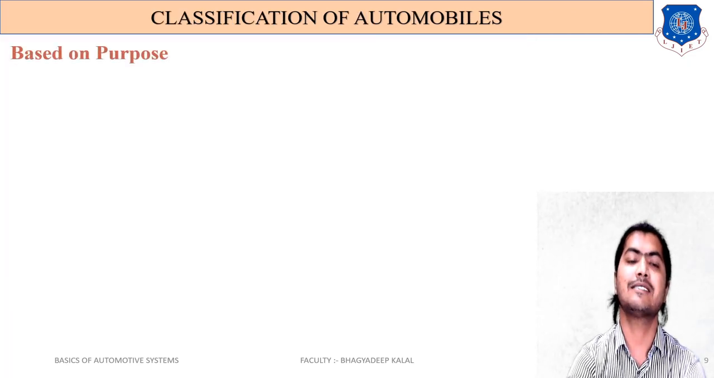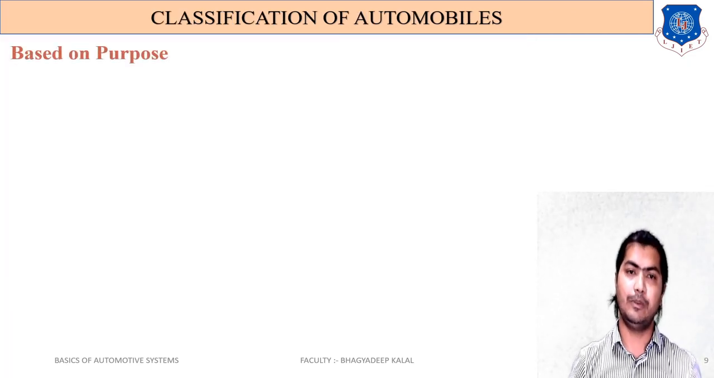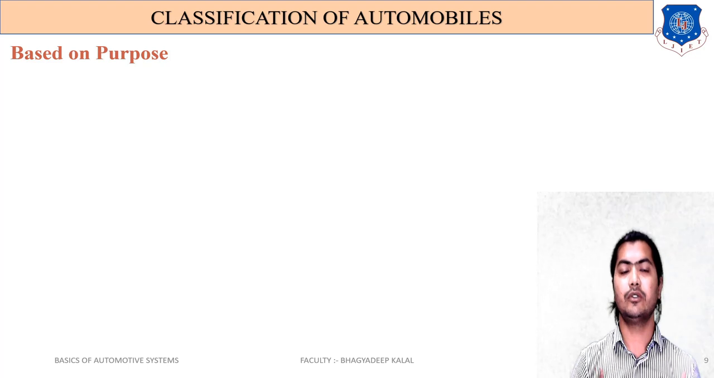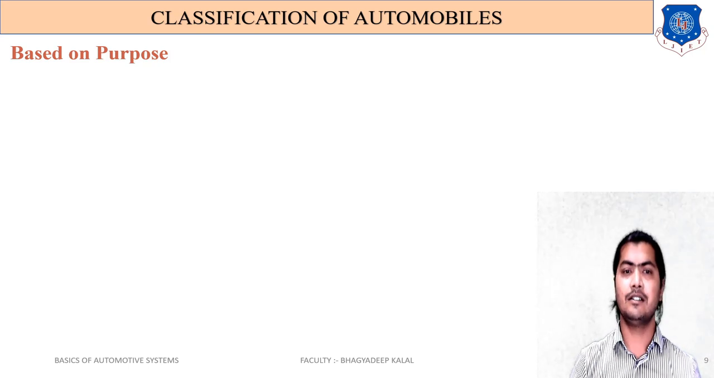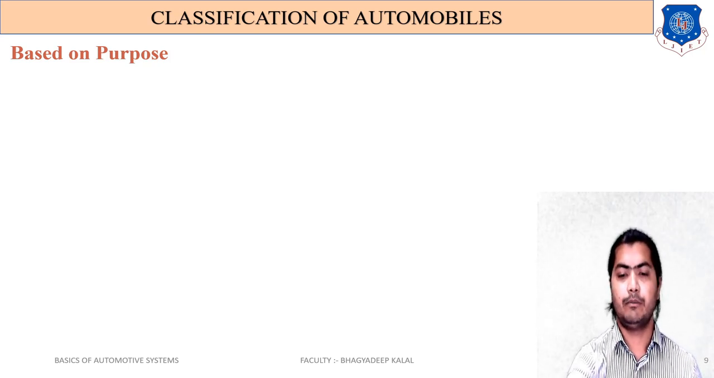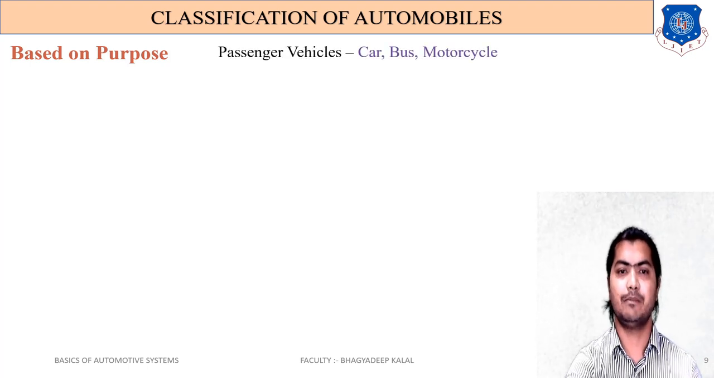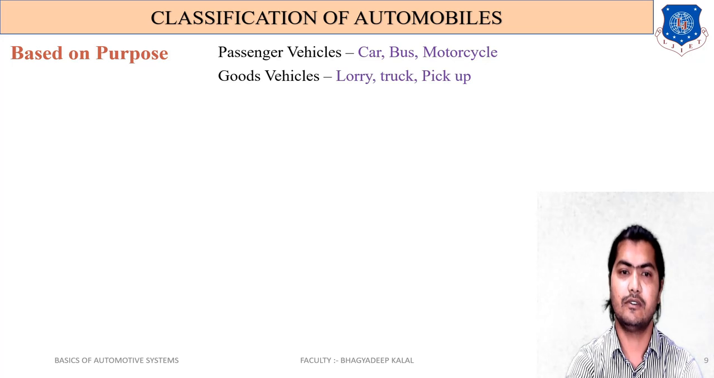Okay, next, classification of automobile. Next topic is classification of automobiles, which we can divide into different types according to their purpose, make and models, and drive, etc. The first is classification of automobile based on purpose. The first one is passenger vehicles: car, bus and motorcycle. Second is goods vehicle: lorry, truck, pickup.